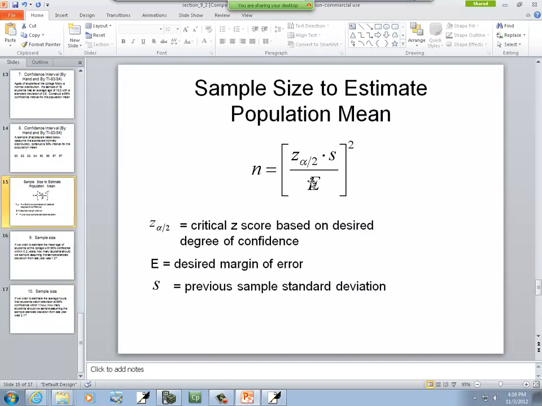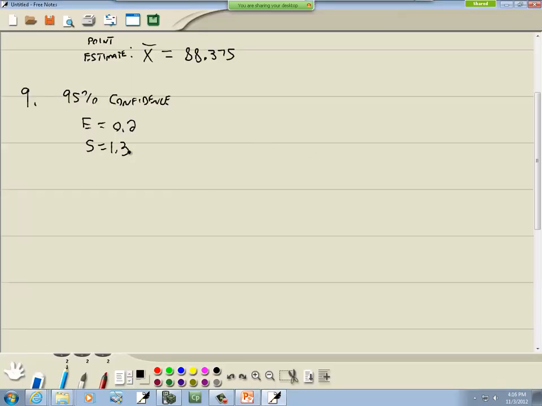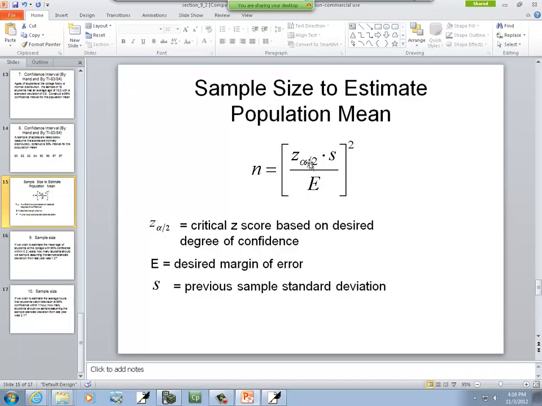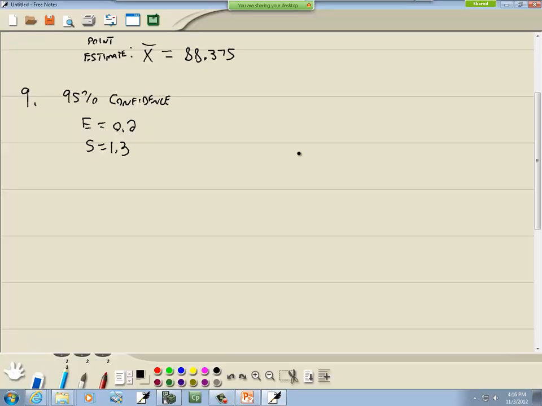Okay, let's go up to our formula. The things we need are these three right here. S we're given, E we're given. What we don't have is the critical Z-score, so let's find that. Draw our picture. For 95% confidence, we put 95% in the middle. All of this adds up to 100%, so we split the remaining 5% into the tails. This will be 0.025, and this will be 0.025.